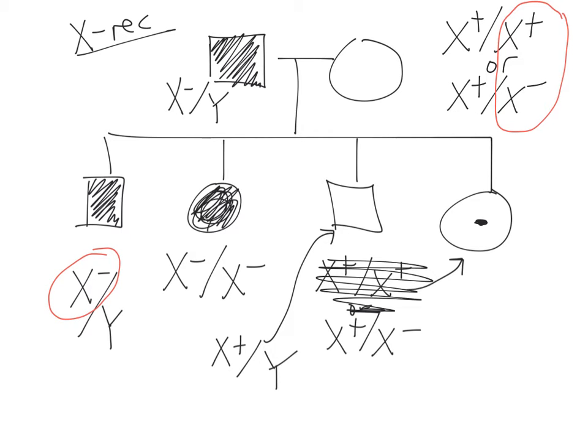one son here on the left got an X minus from somebody, and it wasn't his dad because his dad gave him the Y chromosome. So his bad X chromosome had to come from his mom. So mom must also be a carrier. So at this point, we have unambiguously figured out the genotypes of all of these individuals. We know all of their genotypes.